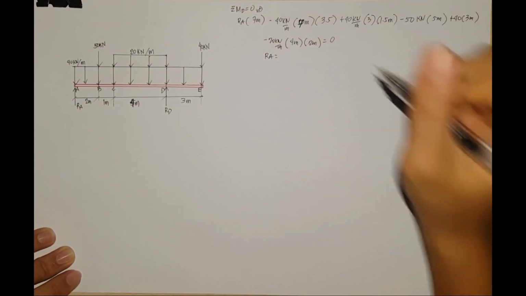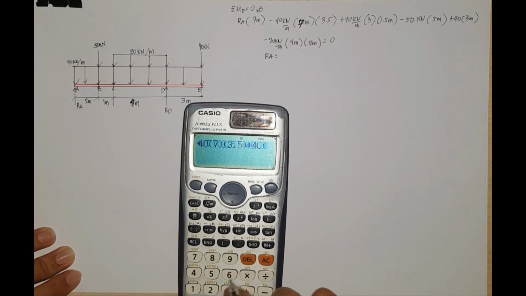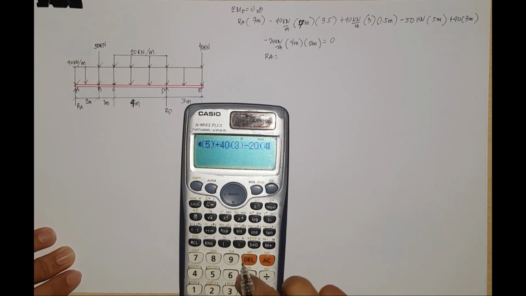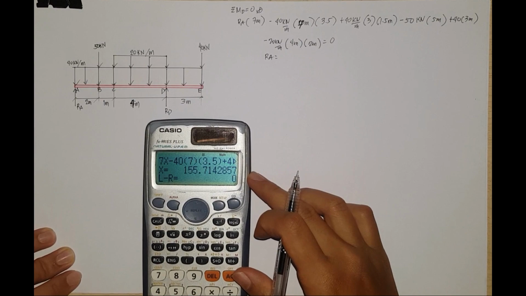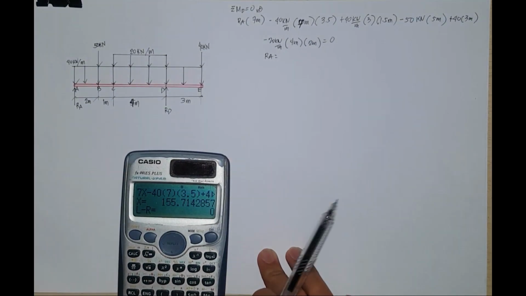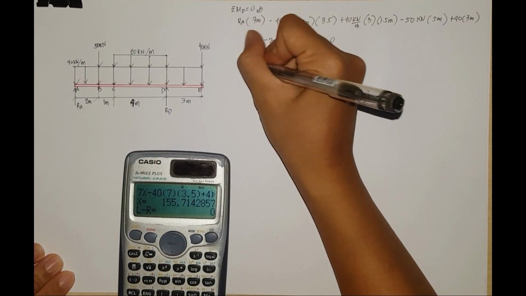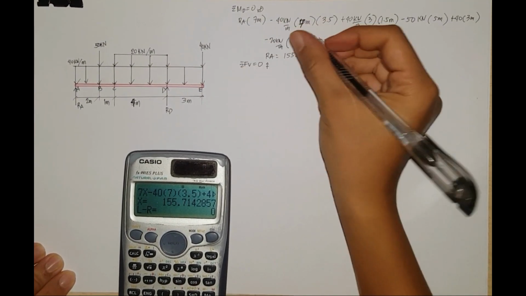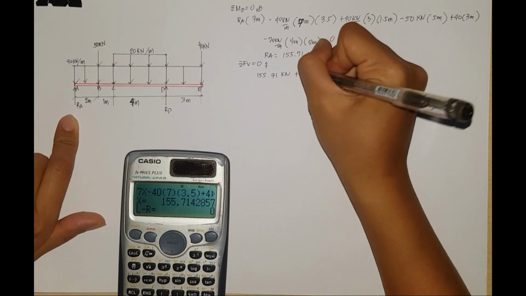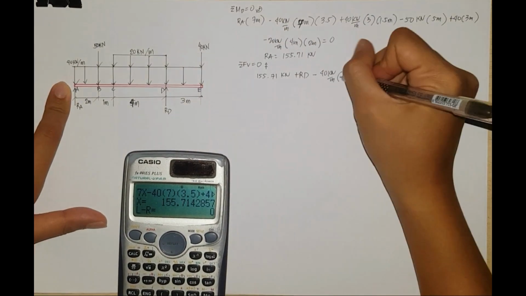Therefore, the reaction at A is equal to 155.71 kilonewton. And then taking the summation of forces vertical is equal to 0, upward positive. So we have yung RA natin, which is 155.71 kilonewton plus RD minus 40 kilonewton per meter multiplied by the entire length, which is equal to 10 meters.